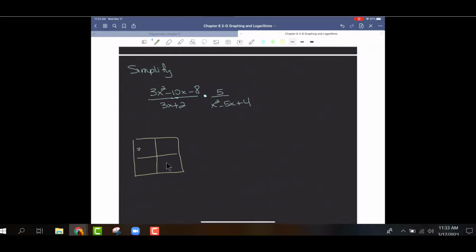So I got 3x squared. I'm trying to figure out how to break my x up, right? Literally, that was cute. See, that was my joke. Break my x up because, you know, they're my x. I'm mad at them, right? And then my -8.